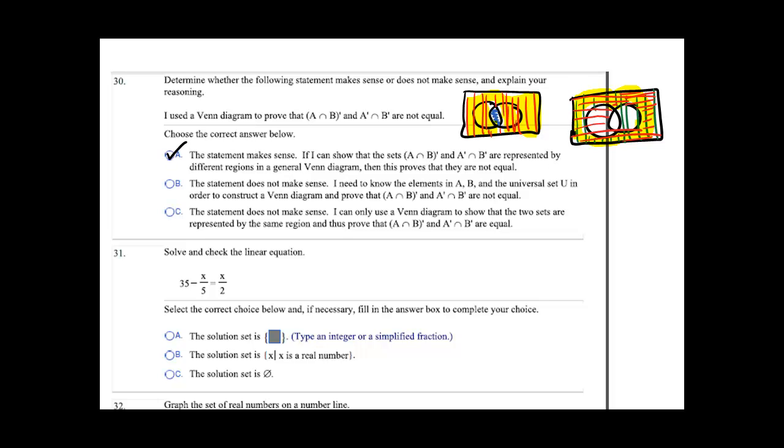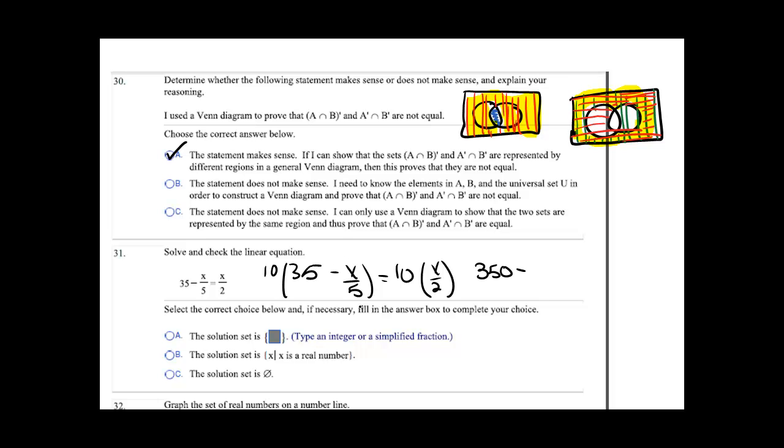For number 31, it just wants us to solve and check. Well, most students don't like fractions, so one of the easy things to do is multiply by 10 on both sides of the equation. And multiplying both sides essentially means that we're multiplying every term by 10. So this will be 10 times 35, which will be 350.